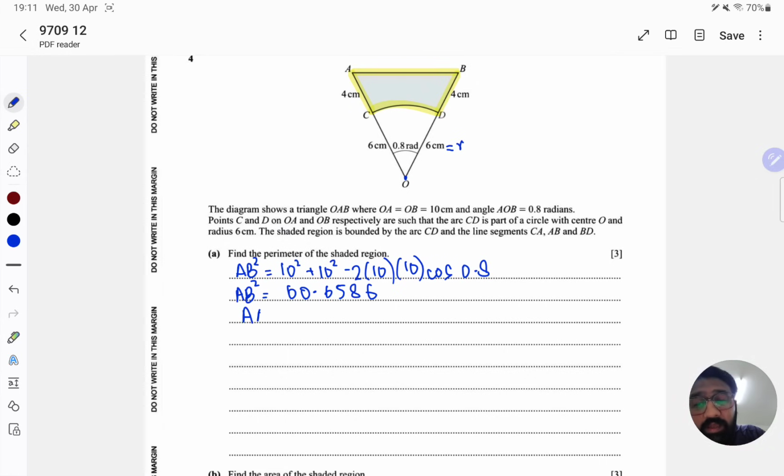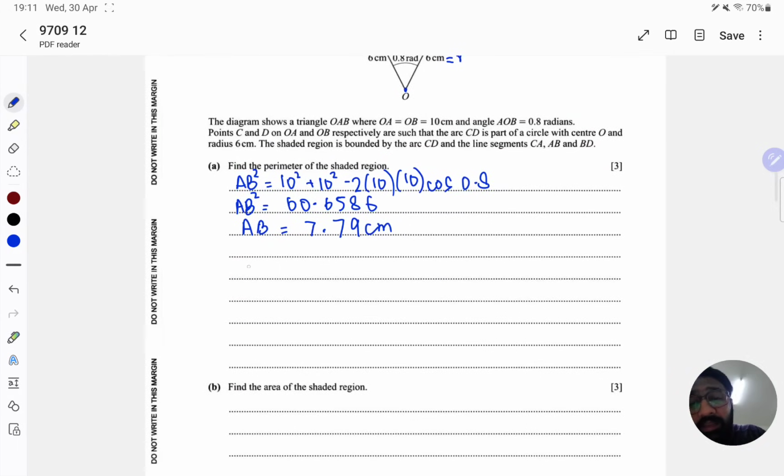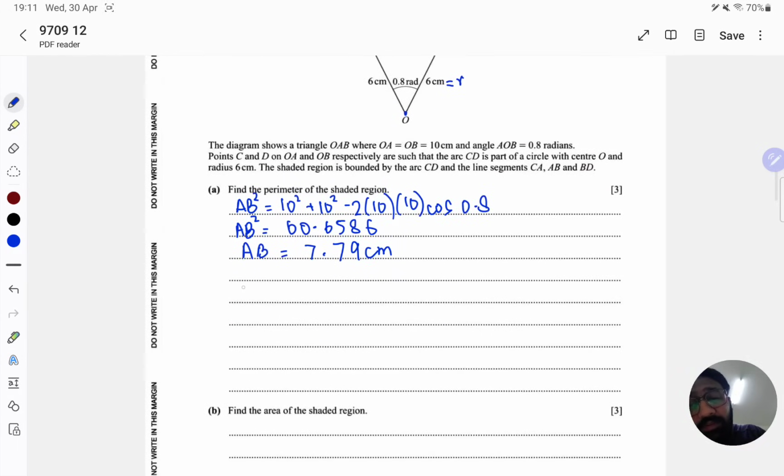So if I take the square root, I will have the value for AB, which is 7.79 centimeter. Now I have the AB length already with me, which is 7.79 centimeter. Now we need to find the arc length CD. CD is an arc length, and for that we will use the formula S equals r theta, where r is the radius and theta is the angle between the radiuses.